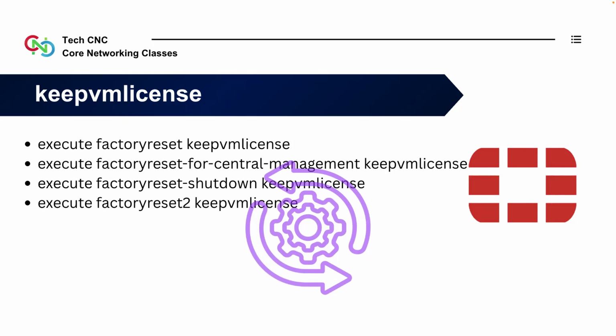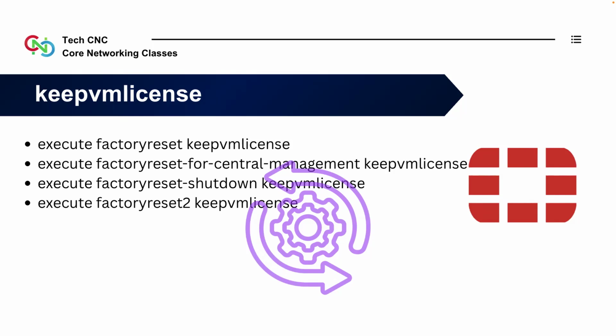It means if we choose shutdown with keep VM license, I can ship my box to a different location and they do not need to license the box again. They just need to do the configuration and that's it. The box is already licensed. And the same goes for the other flavors, right? So that's how we do it.